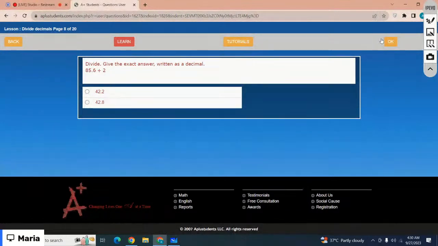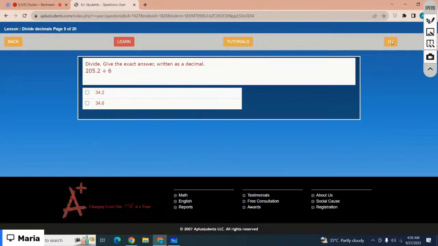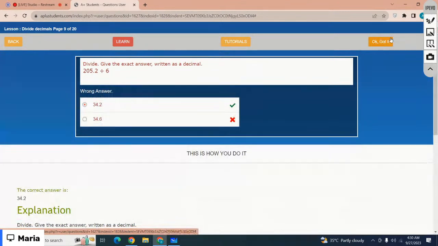Okay, 85.6 divided by 2 equals, the correct option is 42.8, right? 205.2 divided by 6 equals, the correct option is 34.6, right? 34.2 it is, not 6.